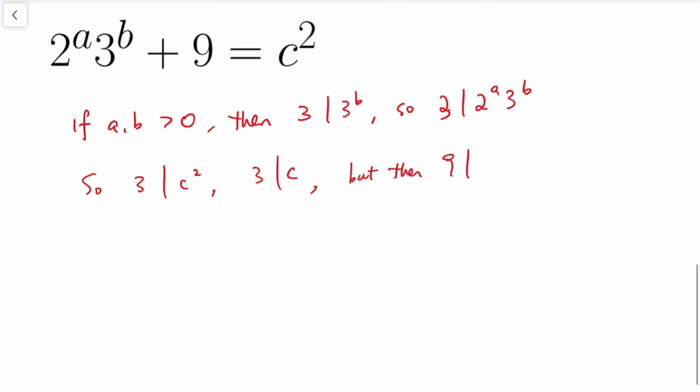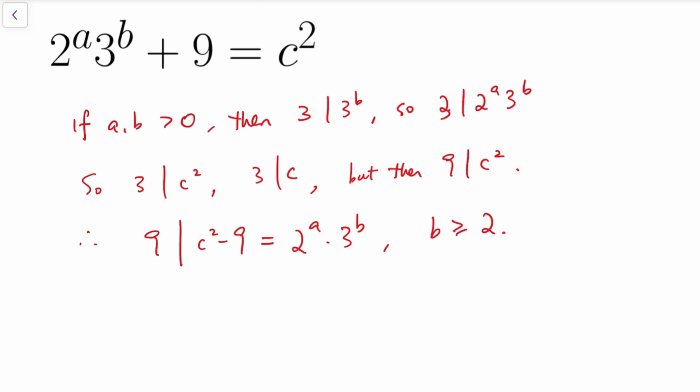But then 9 will divide c squared. So 9 not just divides c squared, but also divides that number minus 9, and that equals 2^a times 3^b. So if we assume that b is positive, then b will be at least 2.